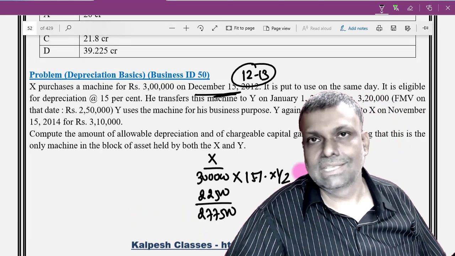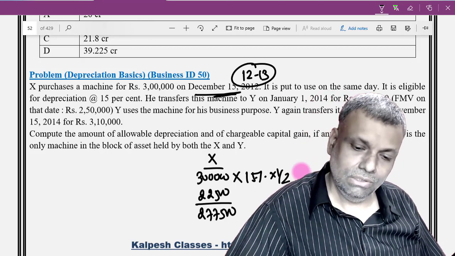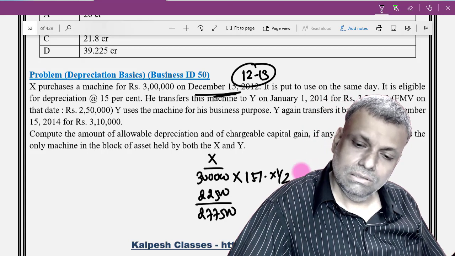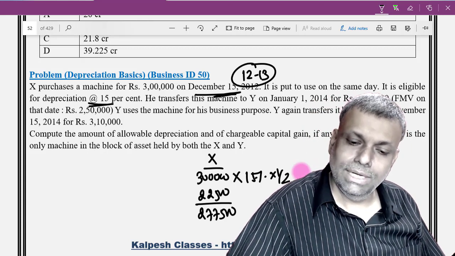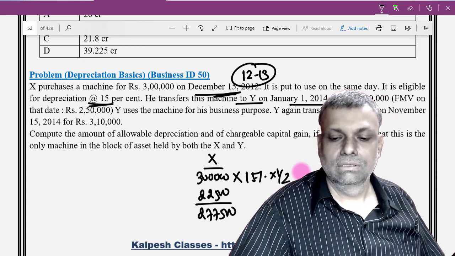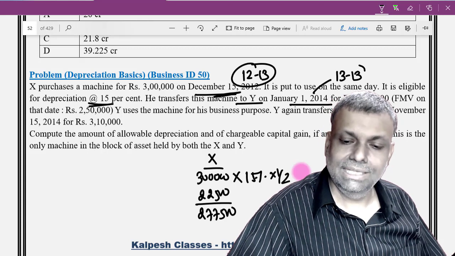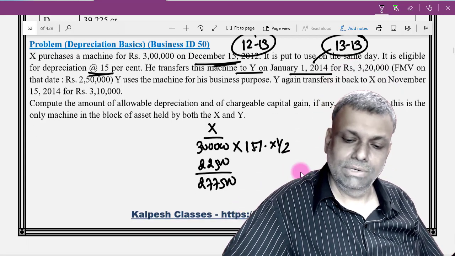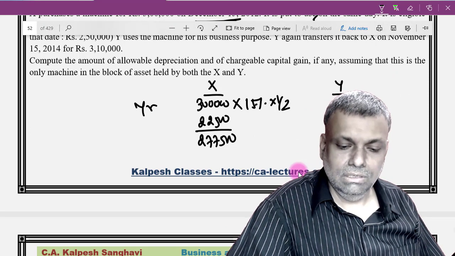However, these years are illustrative in the question. I'm going to always give the answer as per the latest law only. Now, it is eligible for it. Transfer the machine to Y on January 1, 2014. That means during 13-14, the next year, it is transferred to Mr. Y. So in the next year your opening WDV, this is your year number 1.